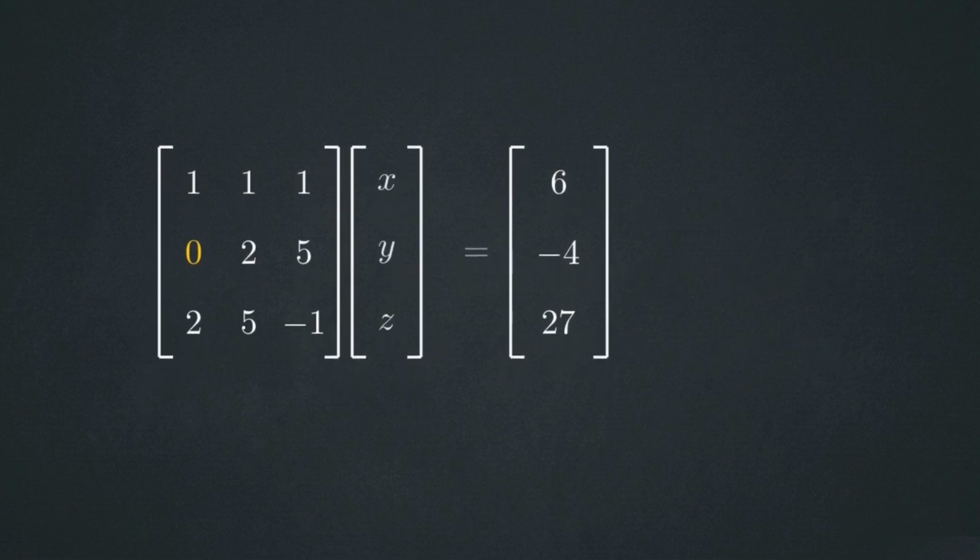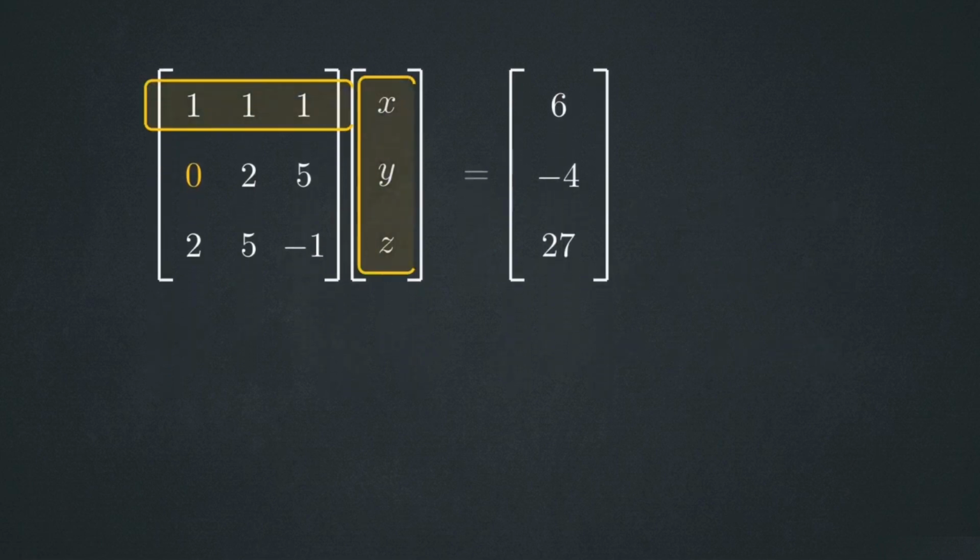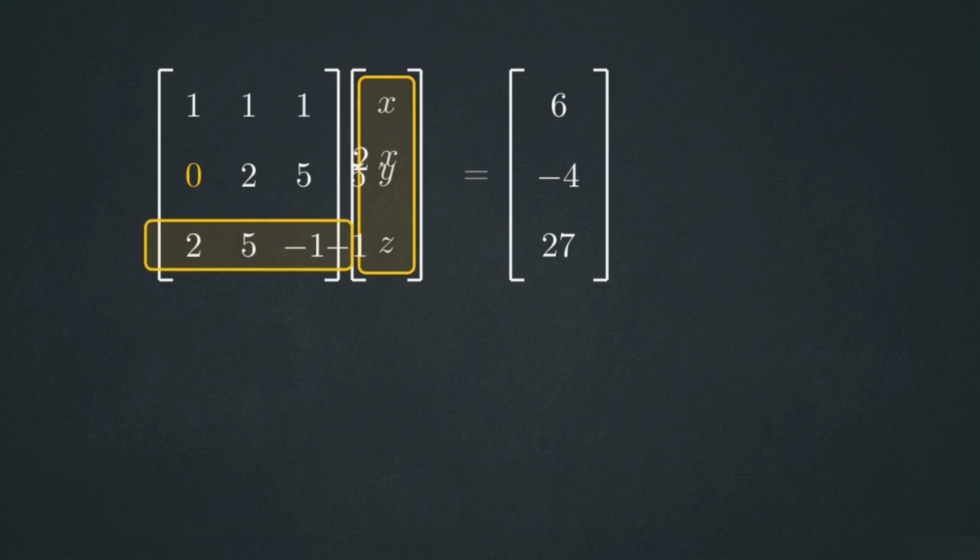To prove this separated format works, look at how matrix multiplication functions. Taking the dot product of the top row and our variable column perfectly recreates our first equation. 1x plus 1y plus 1z equals 6. Try applying that same dot product logic to the third row yourself. Multiplying the elements of the third row by the variables gives us 2x plus 5y minus 1z equals 27.